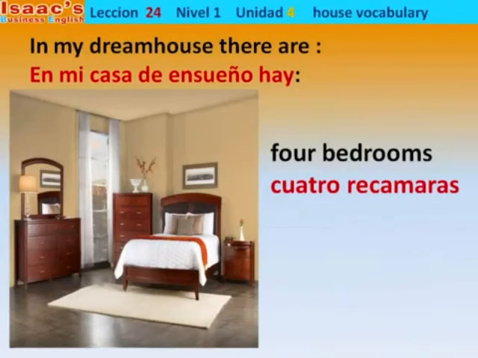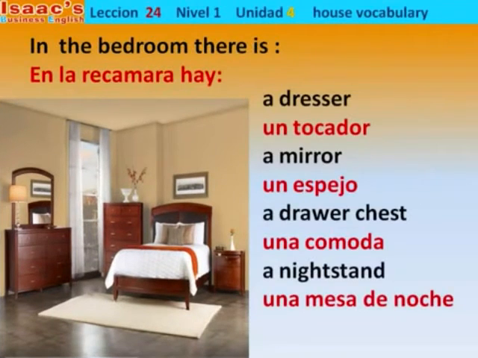In my dream house there are 4 bedrooms. En mi casa de ensueño hay 4 recámaras. In the bedroom there is a dresser, a mirror, a drawer chest, a nightstand. En la recámara hay un tocador, un espejo, una cómoda, una mesa de noche.